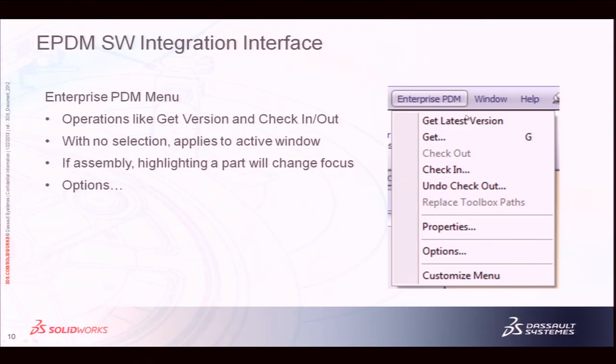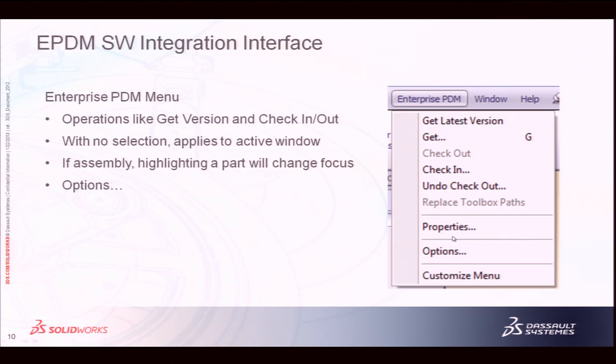So your common functions are here: your get latest version, get, checkout, check-in, undo, which is nice. Replace toolbox parts is essentially there to resync the toolbox part that maybe you opened with your actual toolbox. So if you get an assembly from a vendor, and it has a reference to a toolbox part, it can synchronize with your library using this function. And what's different with toolboxes, you can put it in EPDM as well. I don't know if everybody does that, but it's certainly a good way to keep your toolbox synchronized with various sites if you have different locations.